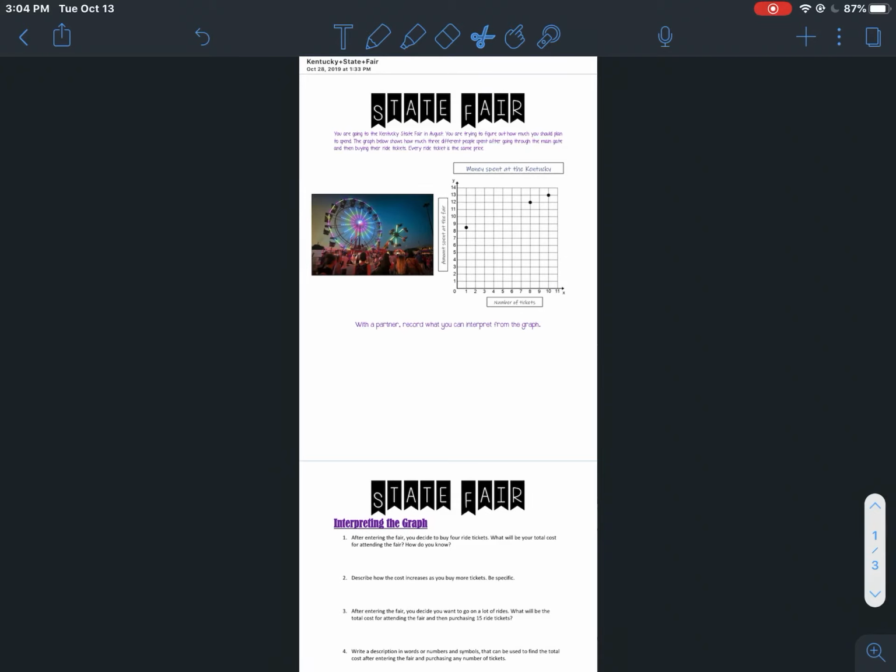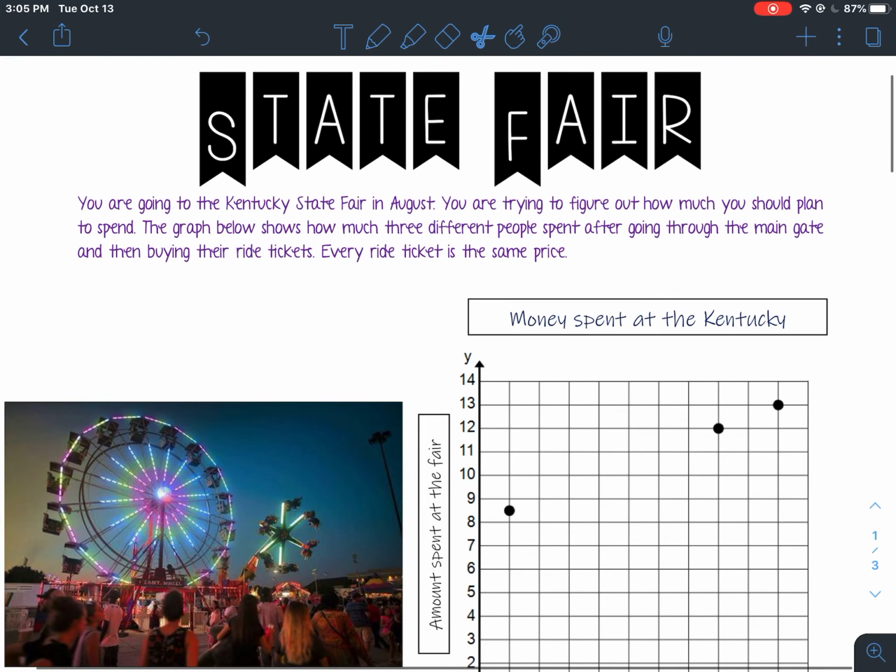So we are on the Kentucky State Fair assignment. It's our first real glimpse at this new upcoming unit. This is a really long unit, and I apologize for that. There's a lot of content being covered, so please do your best to stay on top of your work and don't fall behind. So for this first one, we are going to the Kentucky State Fair in August.